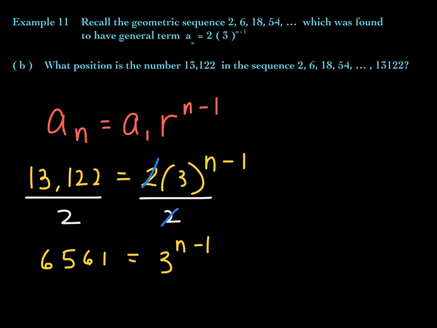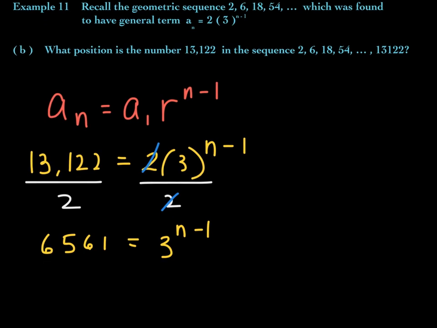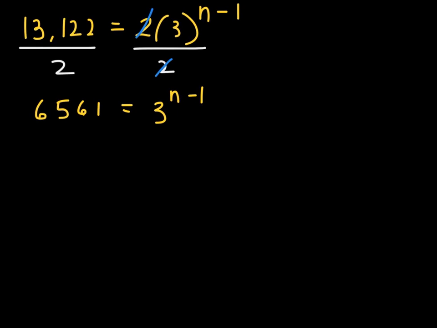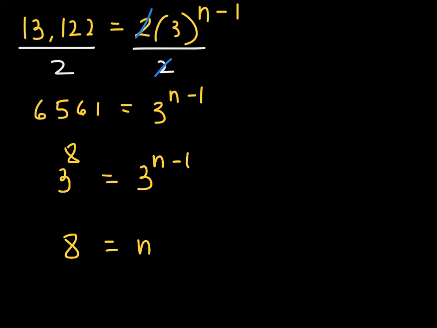Now at this point, you got some options. You can either use a logarithm to solve for n, or you can realize that 6,561 is 3 to the 8th power. I like that better, because now that you have common bases, we can set the exponents equal to each other. Add 1 to the left-hand side, and you find that the n value is 9. What does that mean? That means the number 13,122 is in the 9th position in the sequence.